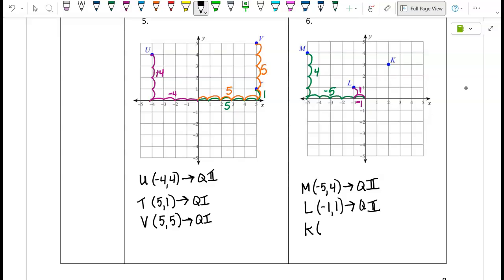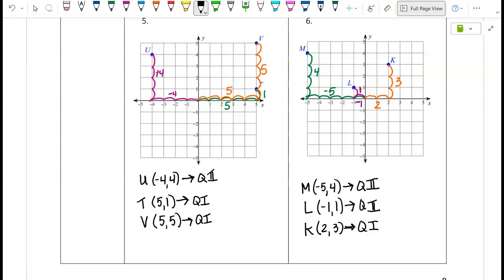And the last point here is point K. Start at the origin, I go 2 to the right, and then 1, 2, 3 up, so +2 and +3. And what quadrant is that? Quadrant 1. There are 2 more problems at the top of the next page like this, 7 and 8. I'm going to pause for a moment while you complete 7 and 8, and then I will be calling on people to share answers.